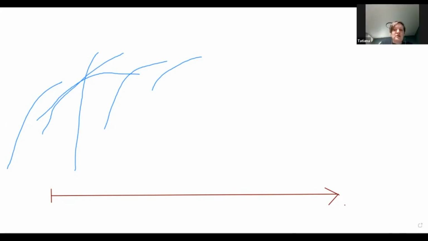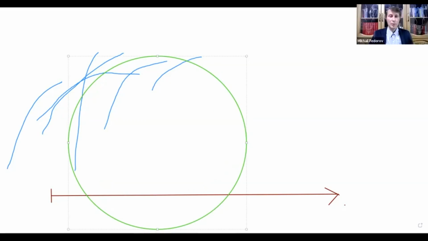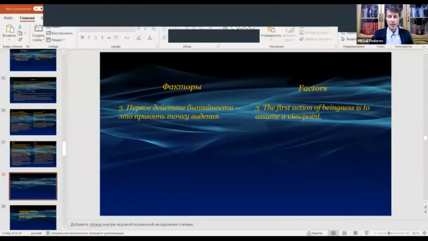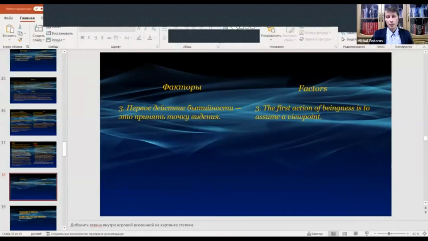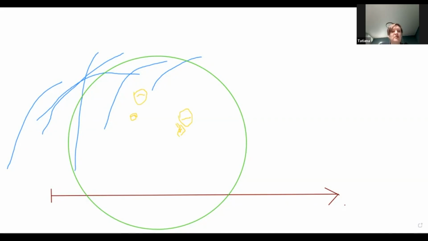In one of the lectures, Ron told us that there were 10 multiplied by 10 to the 40th degree statics who entered the game. The first thing they did to have a game was to create space. They created the universe. They postulated its existence. The first action of beingness is to assume a viewpoint. When statics created this universe, they created viewpoints to perceive the game using these viewpoints. These circles are viewpoints. Every single static assumes a viewpoint.